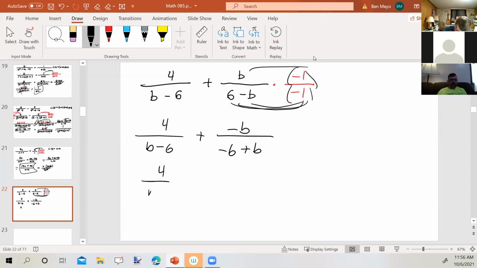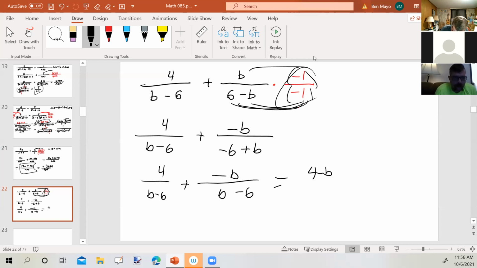But -6 plus b is the same thing as b minus 6. So in fact, what I've done by multiplying the second fraction by -1 over -1, the numerator becomes the opposite of what it was. The denominator becomes the opposite of what it was. It now matches the denominator of the first fraction. So I've got 4 minus b over b minus 6.